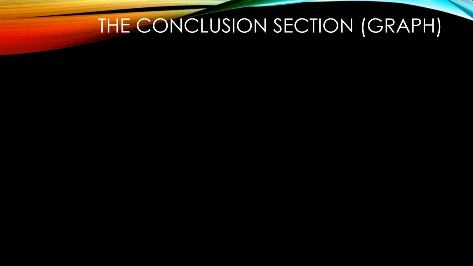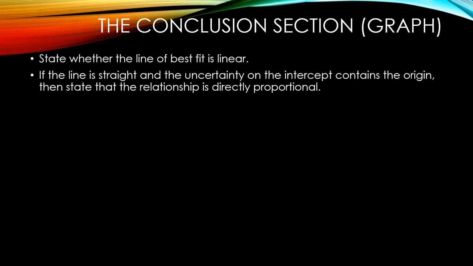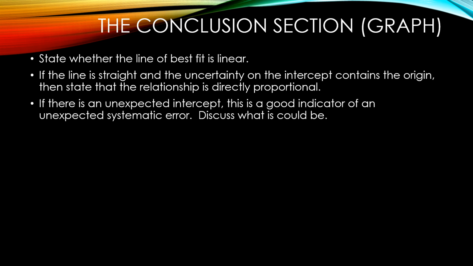What's next? The conclusion section is broken down into two parts. The first part is discussing the graph. Firstly, state whether the line of best fit is linear. If the line is straight and the uncertainty on the intercept contains the origin, then we can say the relationship is directly proportional. If you have an unexpected intercept, so you didn't expect one and there is one, this is usually a good indicator of a systematic error. You then discuss what that could be.